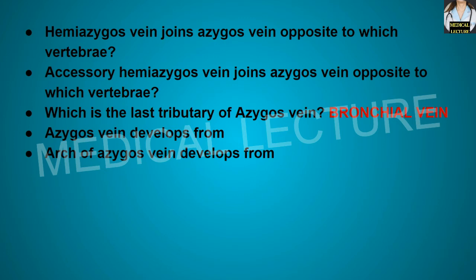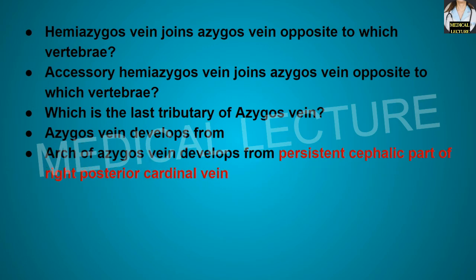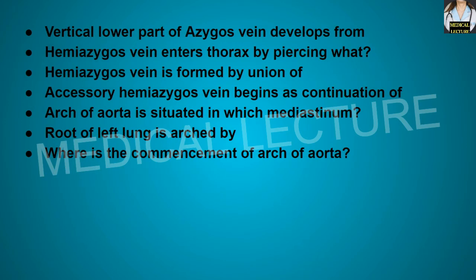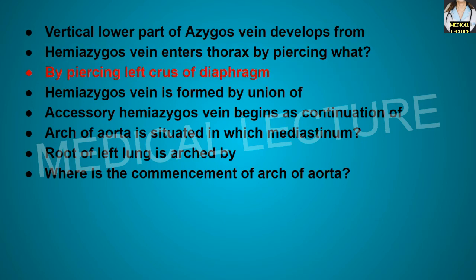Azygos vein develops from right azygos venous line and the persistent cephalic part of the right posterior cardinal vein. Arch of azygos vein develops from persistent cephalic part of the right posterior cardinal vein. Vertical lower part of the azygos vein develops from right azygos venous line. Hemiazygos vein enters the thorax by piercing what? By piercing left crus of diaphragm.